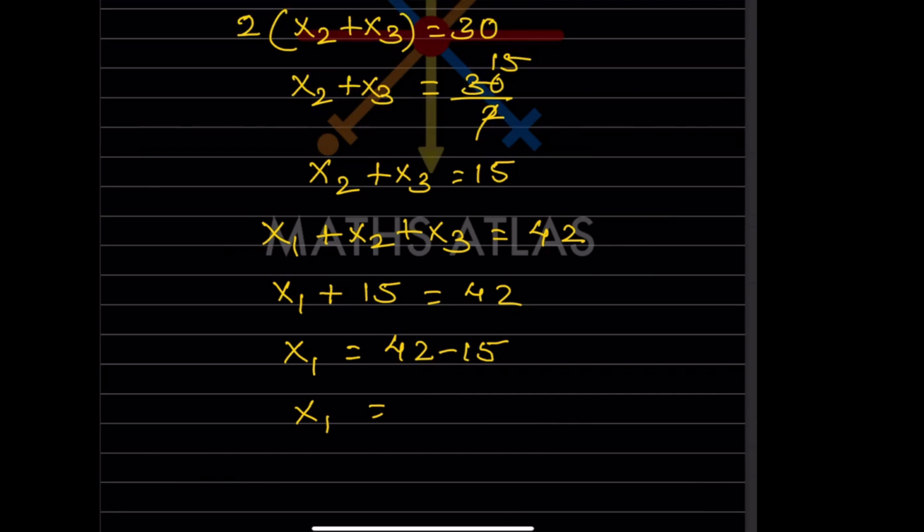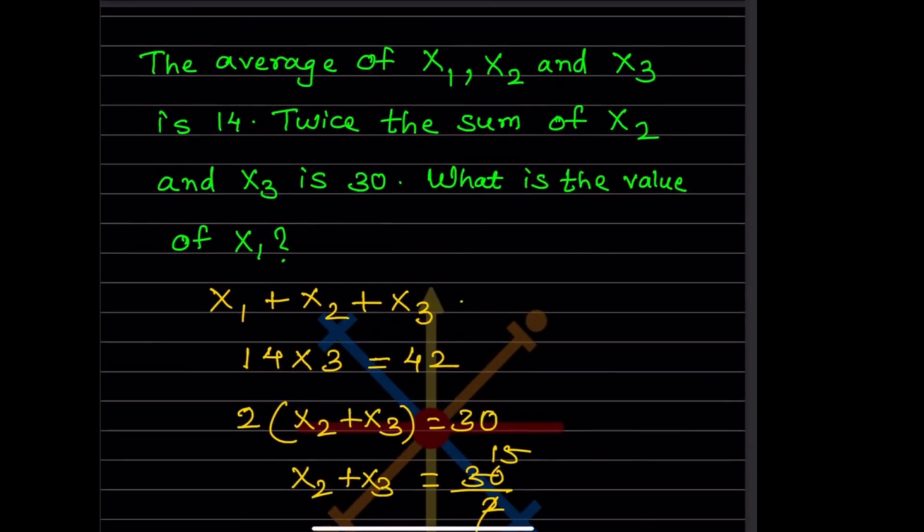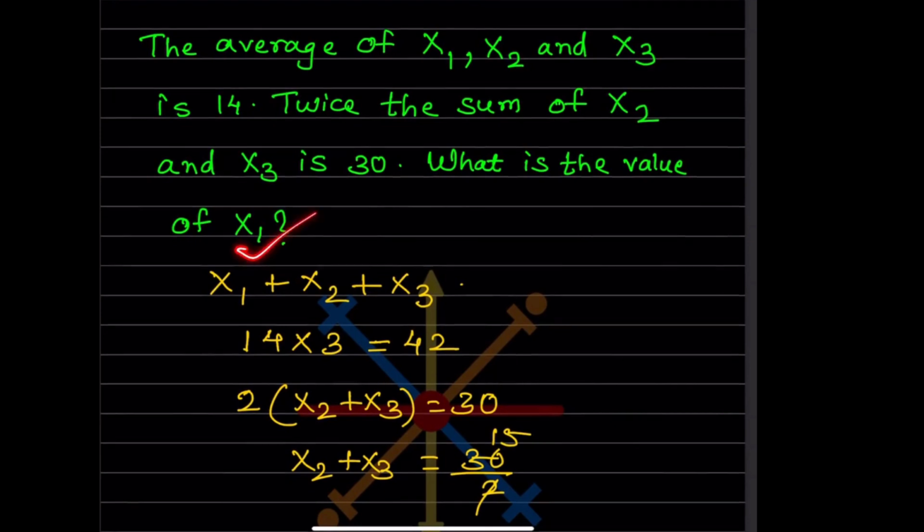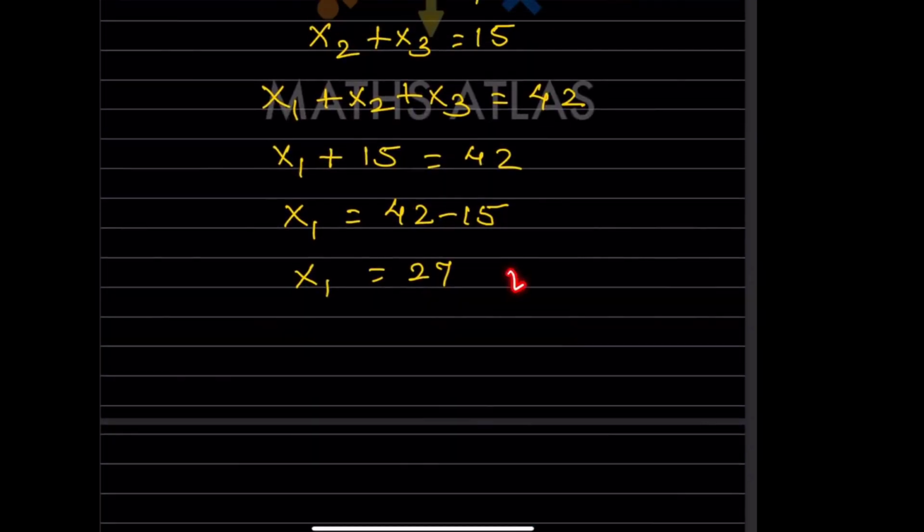So what is that going to be? 42 minus 15. So this will be 27. So we can write this as 27. So this is what they have asked: what is the value of x1? So this is the final answer.